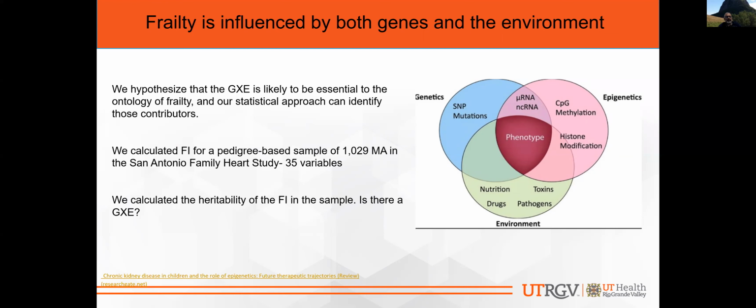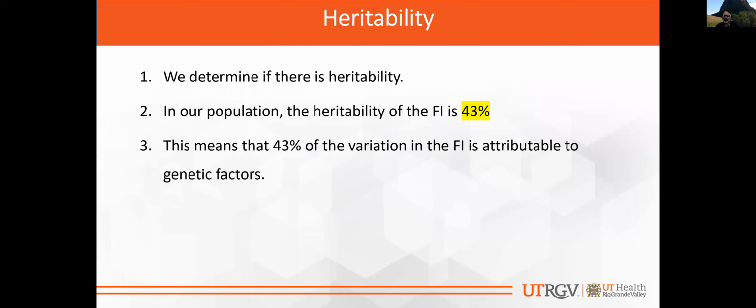We calculated the frailty index for a pedigree-based sample of over 1,000 Mexican Americans in the San Antonio Family Heart Study. We looked at 35 different variables, and we calculated the heritability of the frailty index in this sample. Is there a gene by environment interaction? In our population, the heritability of the frailty index is 43%. This means that 43% of the variation in the frailty index is attributable to genetic factors.